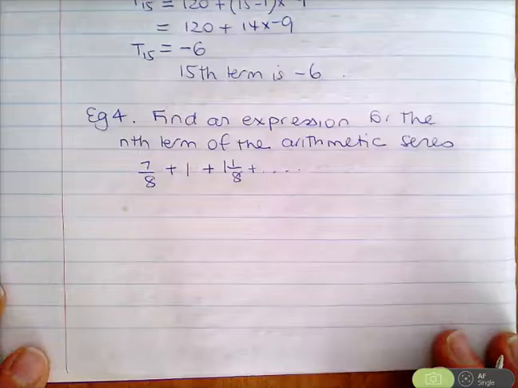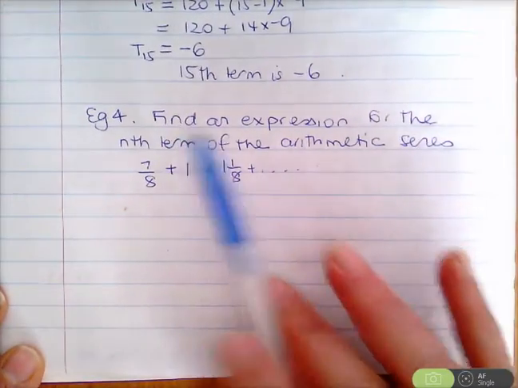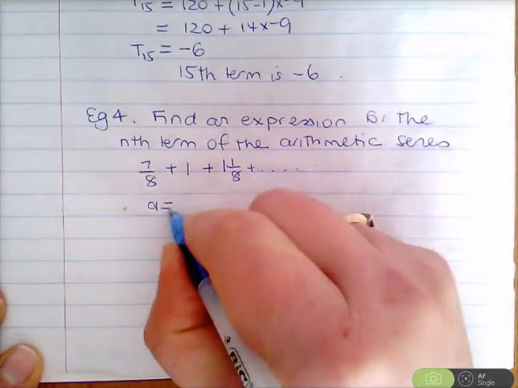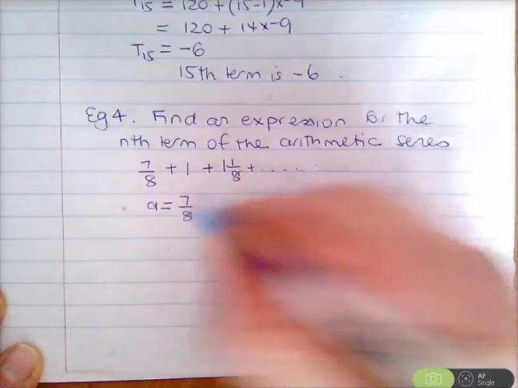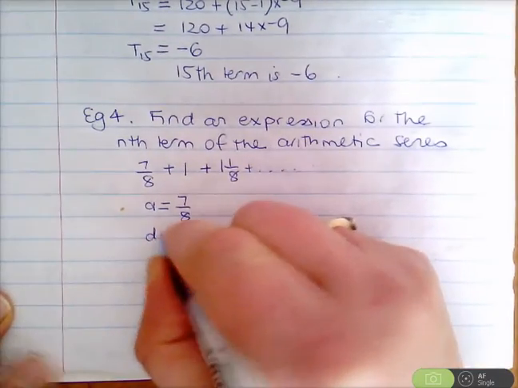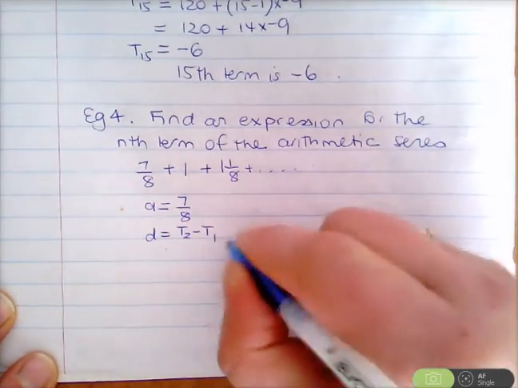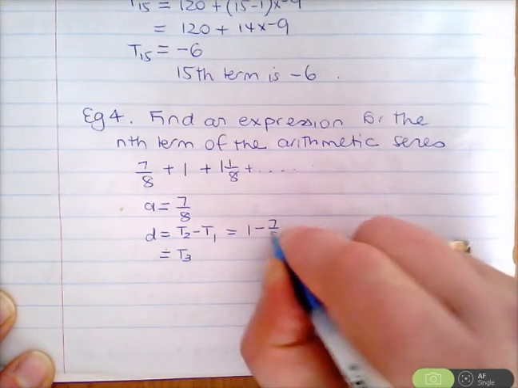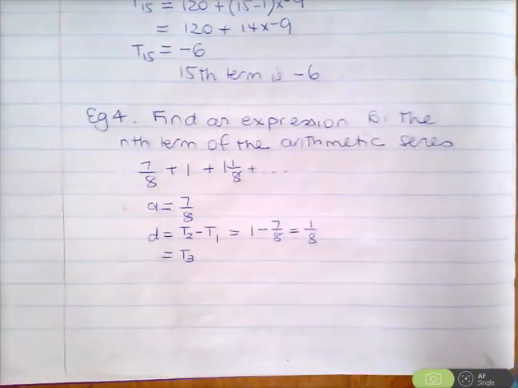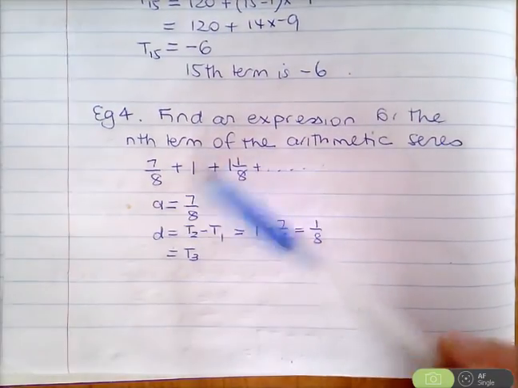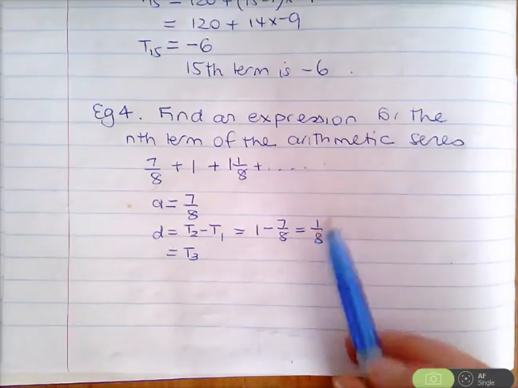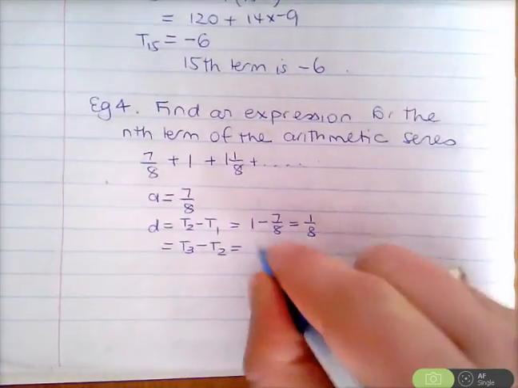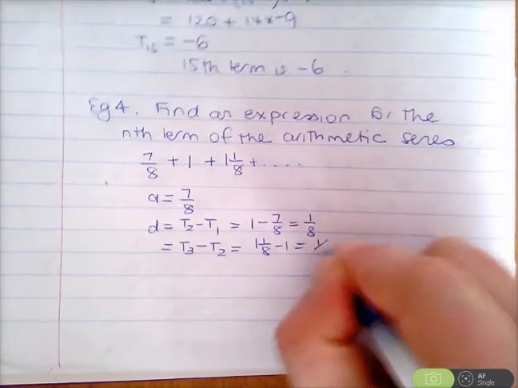Now for another example, this one's using fractions. Find an expression for the nth term of the arithmetic series. Now we know here that a is 7/8, that's the first term. D, the common difference, is t2 minus t1, which is 1 minus 7/8, which is 1/8. Now, just checking, the series is going up, so the common difference will be positive. Or it could be t3 minus t2, which is 1 1/8 minus 1, which is 1/8.